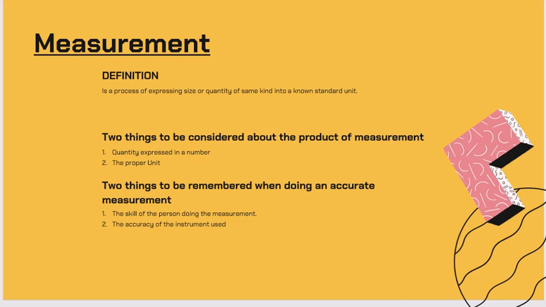Next, two things to be remembered when doing an accurate measurement. Number one, the skill of the person doing the measurement. So, enough ba yung knowledge niya about the measurement system. Number two is the accuracy of the instrument used. So, ano ba yung mga ginagamit natin for the measurement? Or ano yung mga instrument na ginagamit natin? For example, yung ruler, yung mga caliper. Yun yung mga instrument na kailangan natin gamitin.